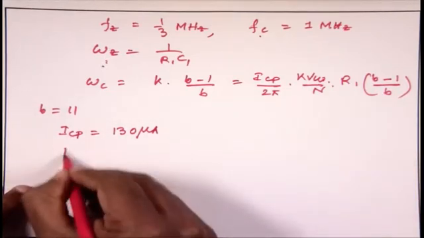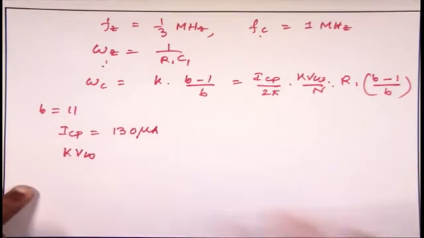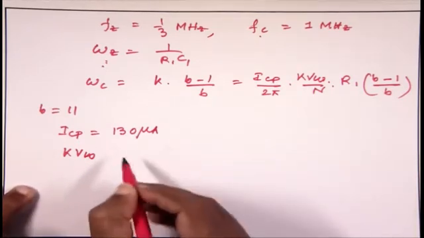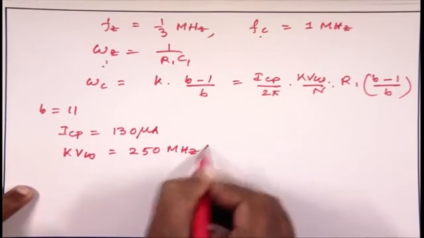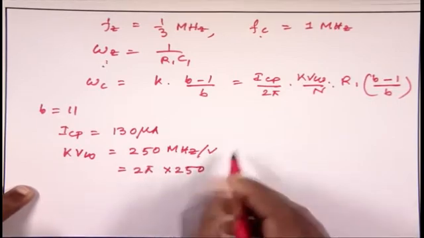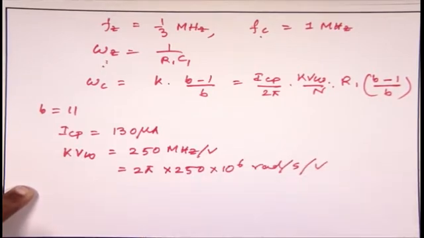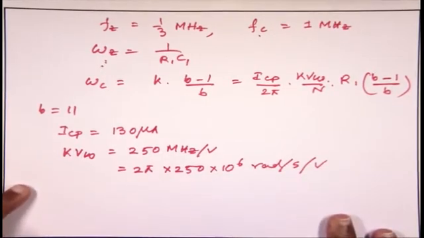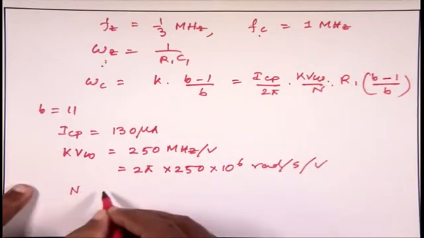And our KVCO, as it is not a wireless communication, is a little higher, because we have to go for faster jitter capturing, because of jitter tolerance; this is a different thing. Our KVCO was 250 megahertz per volt, and that means twice pi into 250 into 10 to the power 6 radian per second per volt. Okay? So, if you put this value, and also N we have, okay.